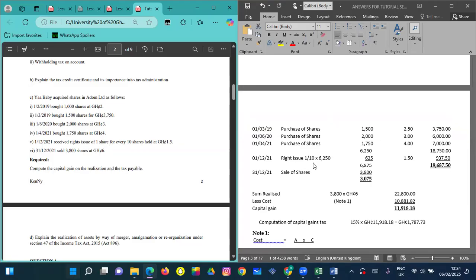Out of any 10 shares that you're having, every time we are going to give you 1. That's why it is 1/10 times the shares that was available here. So when they say 1 share for every 10, it will be 1/10. And then we are having now a right share of this, and it was actually 1.5. We'll get a total of this now.